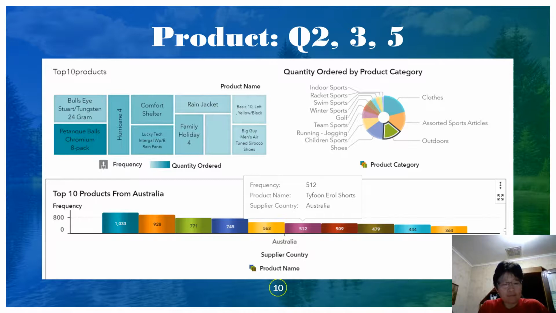And 3 groups of products stood out in Australia at the bottom of the page. Top 10 products from Australia: backpack, shorts, and jacket. It may warrant close monitoring for further growth projections in question 5.